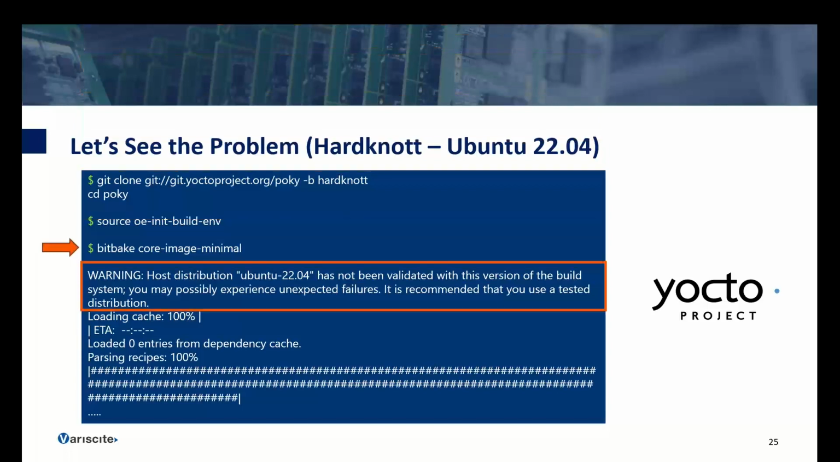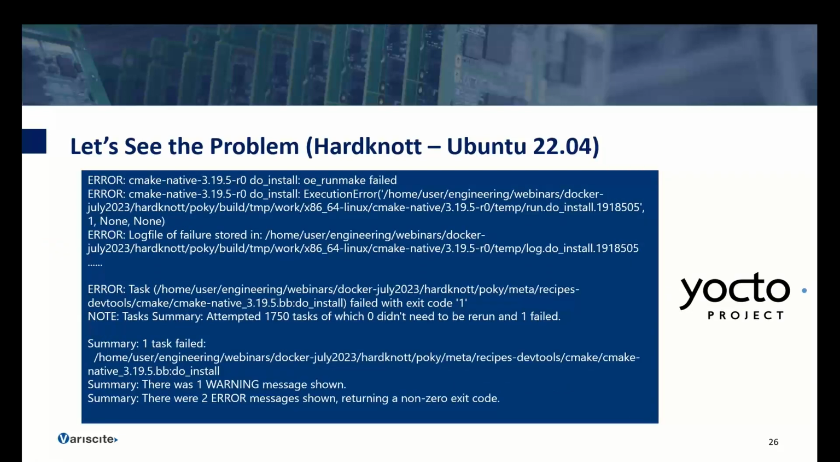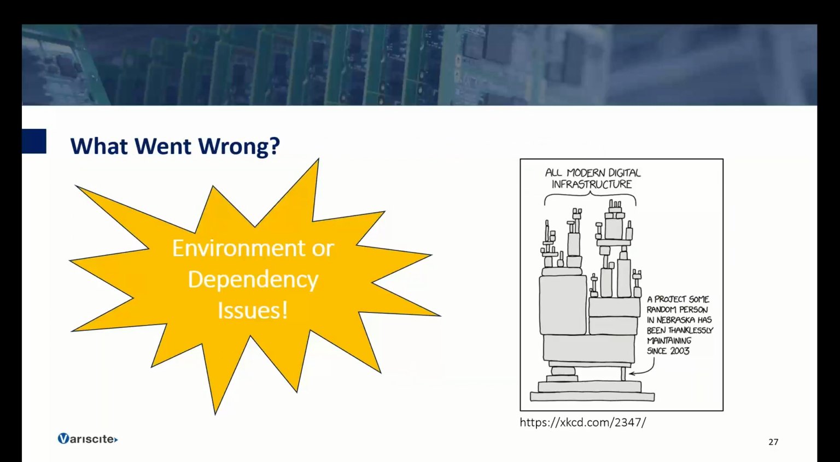Right away, we get a warning that says that our host distribution, my machine, Ubuntu 22.04, has not been validated with Hardknott, and it's warning me it could experience build failures. And sure enough, I do experience a build failure. That doesn't mean it's impossible to build this on this platform, but at least out of the box with what's installed on my machine, it's failing. So what went wrong? Some kind of environment or dependency issue.